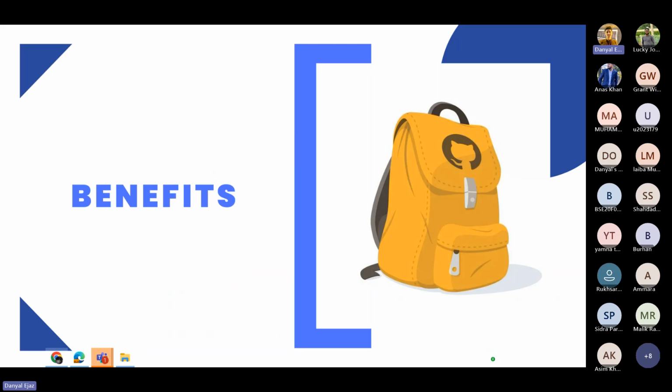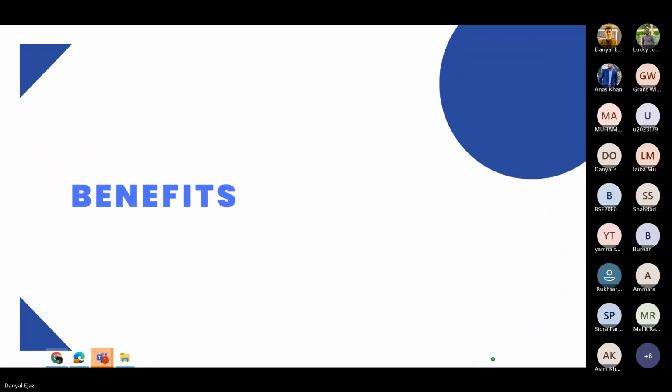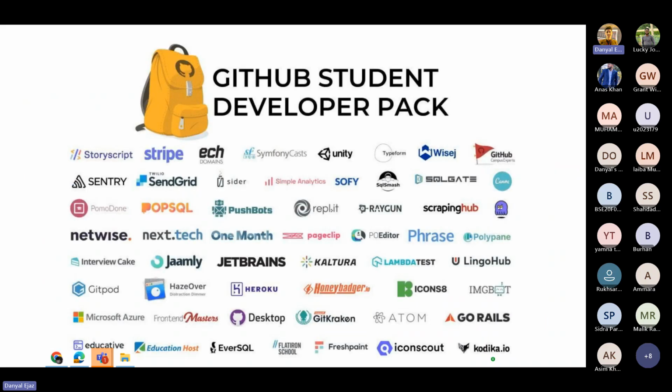So, what are the benefits of the GitHub Student Developer Pack? GitHub collaborated with different organizations like Stripe and many other online course websites like GitKraken and Frontend Masters. They provide 6-month up to 1-year subscriptions to various organizations that they collaborated with, that could help student developers with their journey.